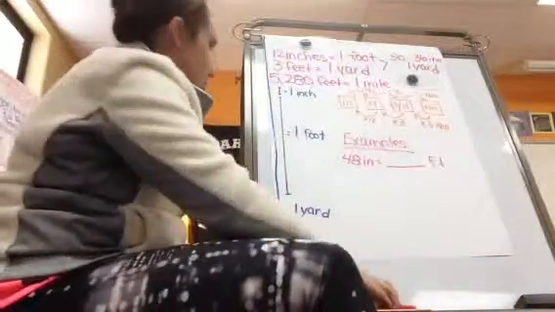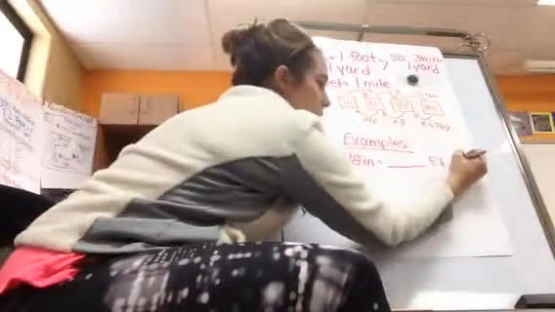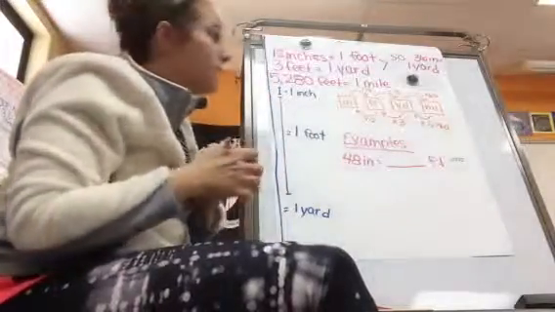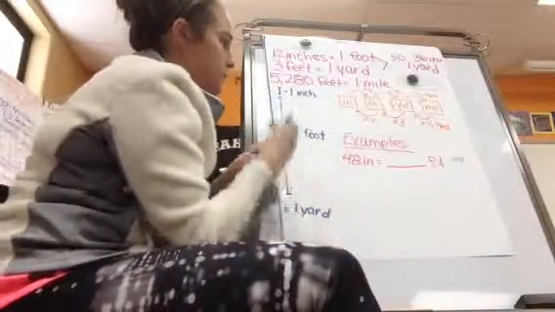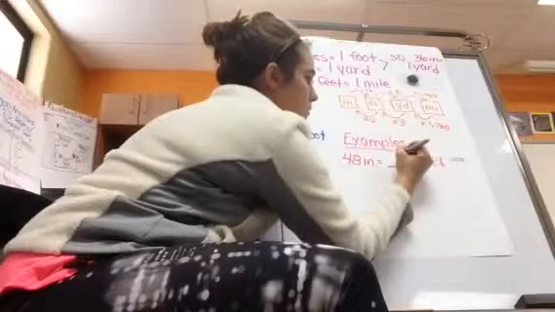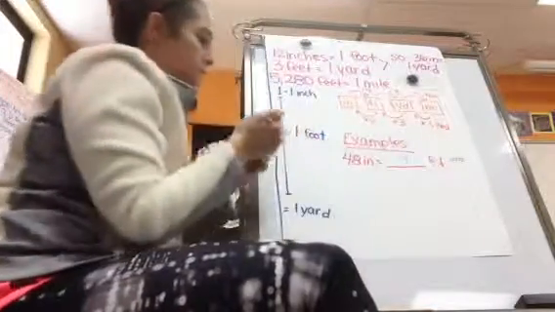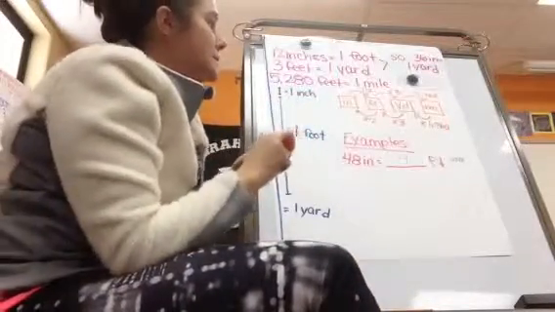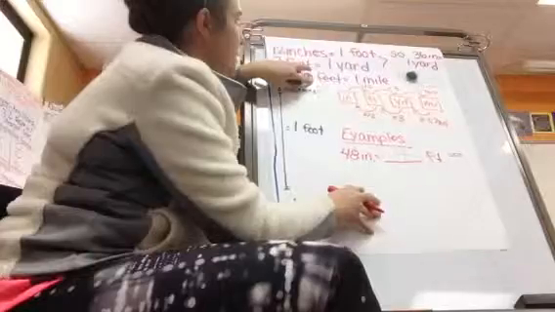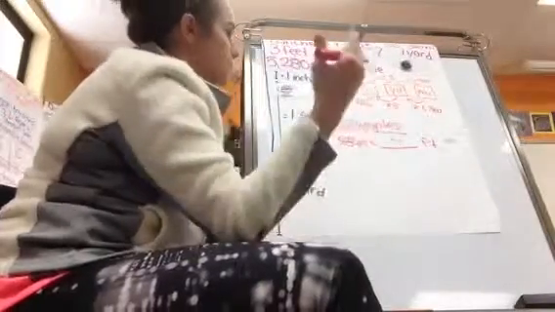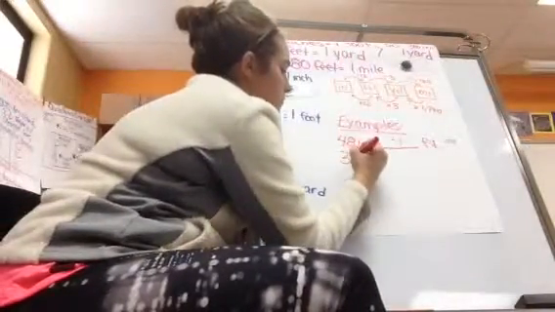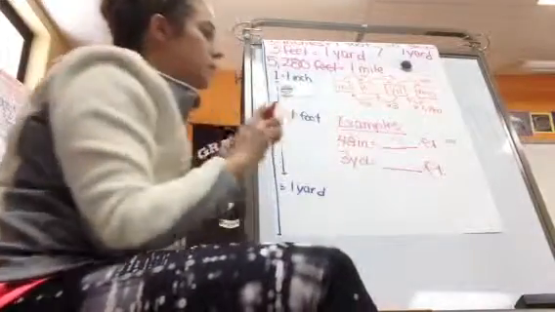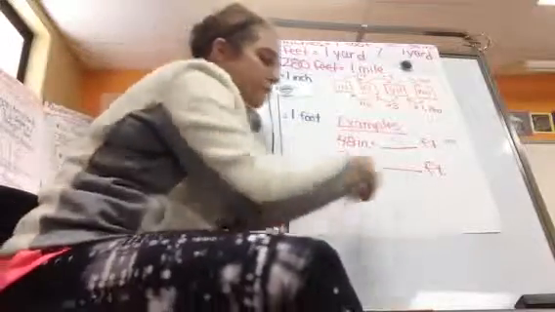Maybe I'll do that in a different color. So 48 divided by 12. That's going to give me 4 feet. So I'll put that in black too. So 4 feet. Okay, let's say that we have a problem. If they give me 3 yards equals how many feet? So this time I'm going from yards to feet.